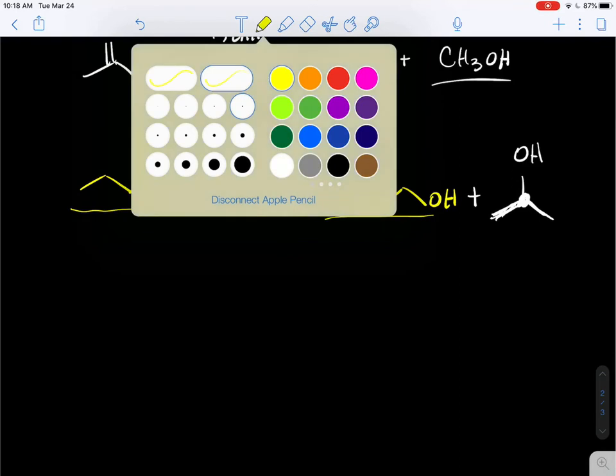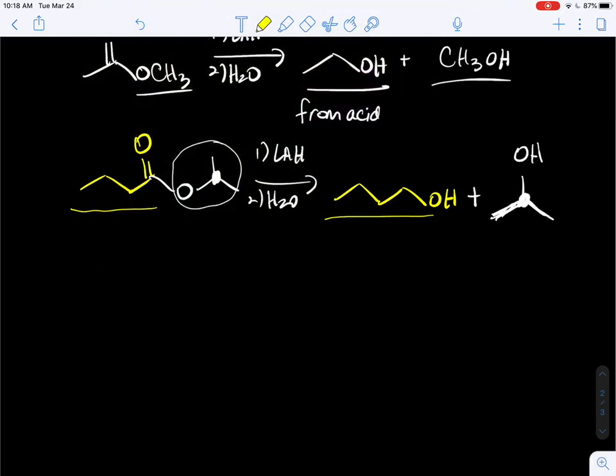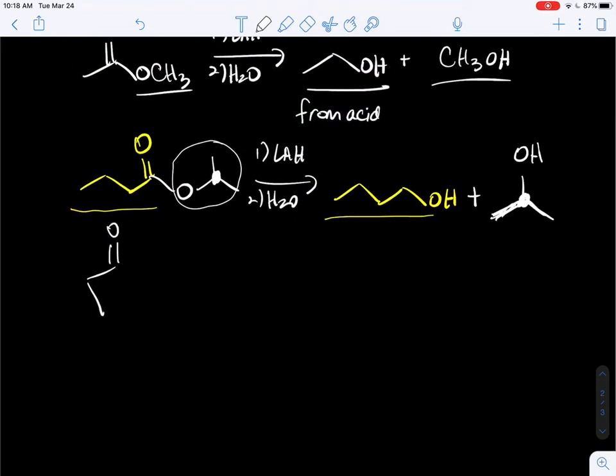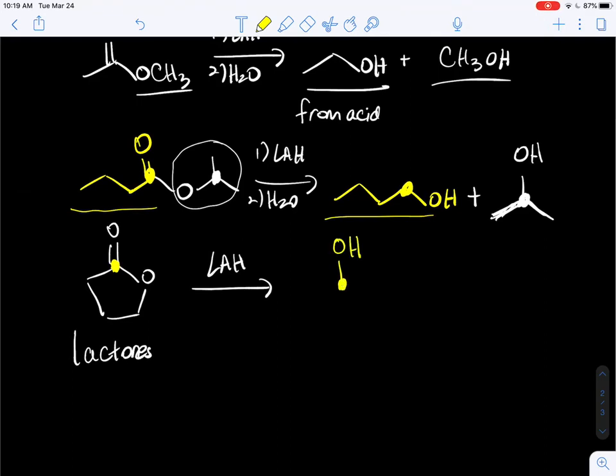So for your practice, well, let me give you one more example of a cyclic guy here. Cyclic esters are called lactones. And if we treat this with lithium aluminum hydride, what you want to notice here is that this carboxylic acid always changes to a primary alcohol. You can see the yellow dots here. So what you're going to form is a primary alcohol at that carbon.